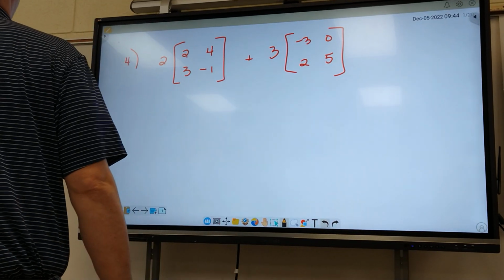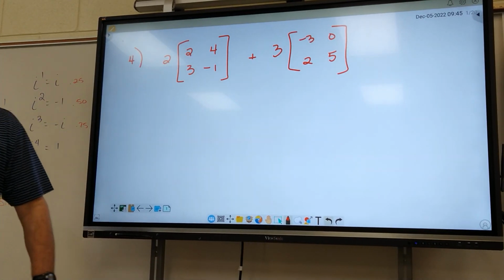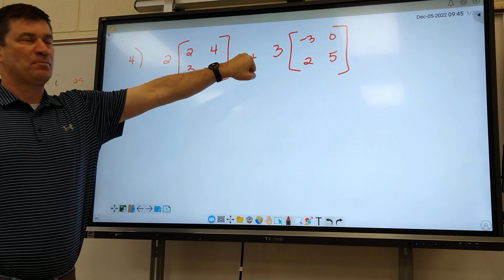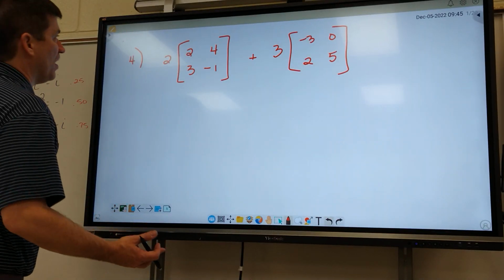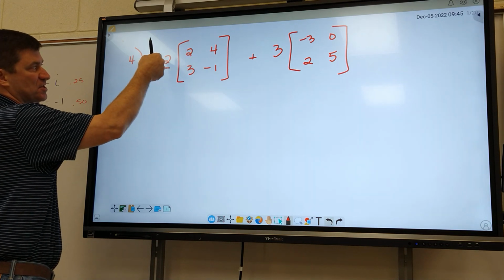All right, so number 4 is actually a review of what we did last week. Starting on number 5, we have new problems. Number 4 is an addition problem. They have a plus sign in between. All we have to do first, though, before we can add them up, you've got to multiply. You've got to distribute everything in the first matrix by 2.